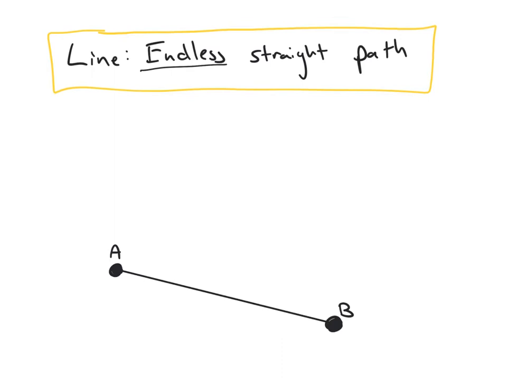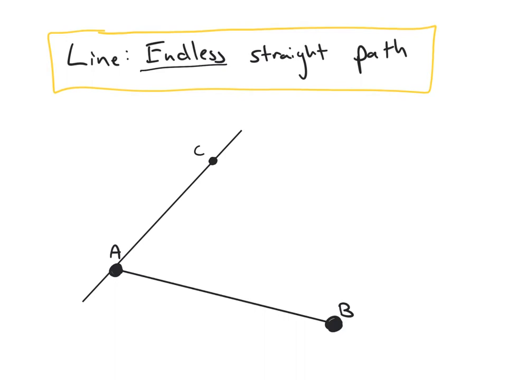But we don't actually draw it going on forever and ever. I'm going to show you how we draw a line and how it's different from a line segment. So I'm going to put another point out on the plane here. I'm going to label this point C. And I'm going to create a line that's going to go through point A and point C. So there we have a line that goes through point A and point C.